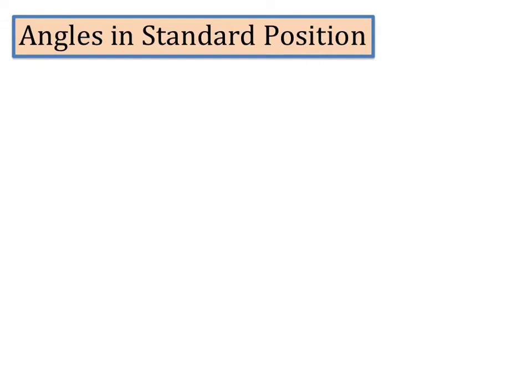So at this point you should be aware of what an angle is, but you may not have heard of what an angle in standard position is. We say that an angle is in standard position when two things are happening. One, when the vertex is at the origin, and when one ray is on the positive x-axis.